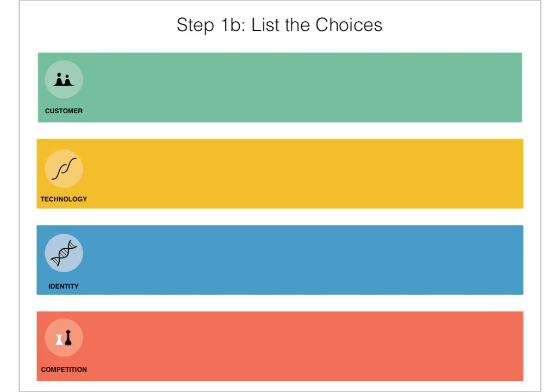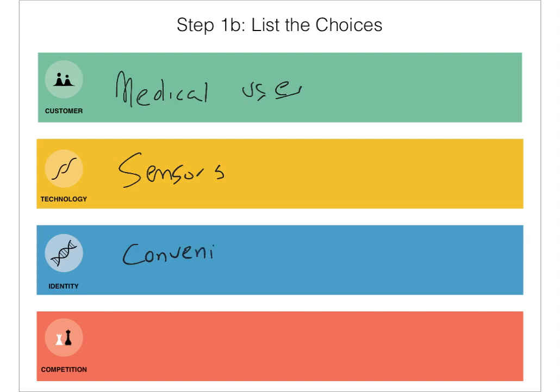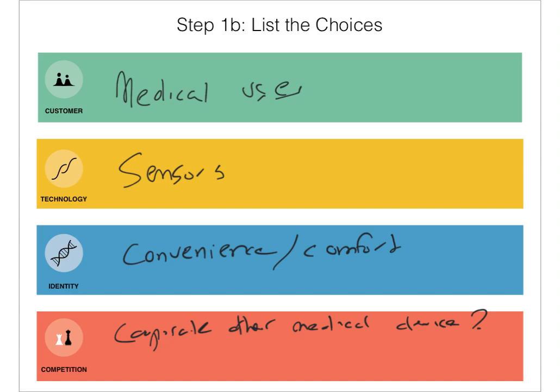So what might that be? Your customer could be, you might choose to, let's do the one I said before, sort of medical uses or something like this. Then already you're happy to have more sensors. Your identity, you don't have to worry about fashion, just convenience or comfort might be much more important. And your competition, well, that's kind of interesting there. Do you cooperate with other medical device manufacturers or not? You could do any of those things.